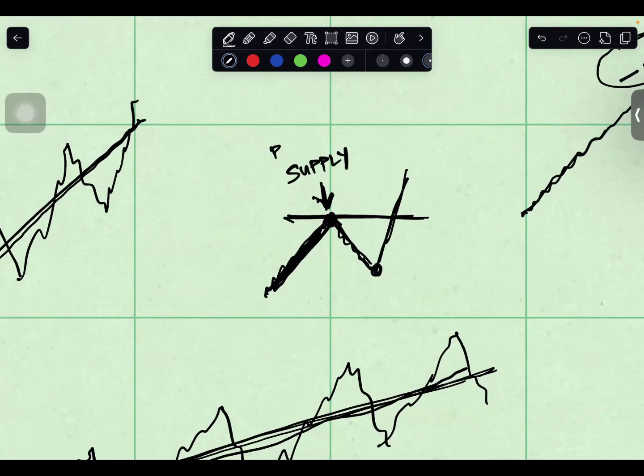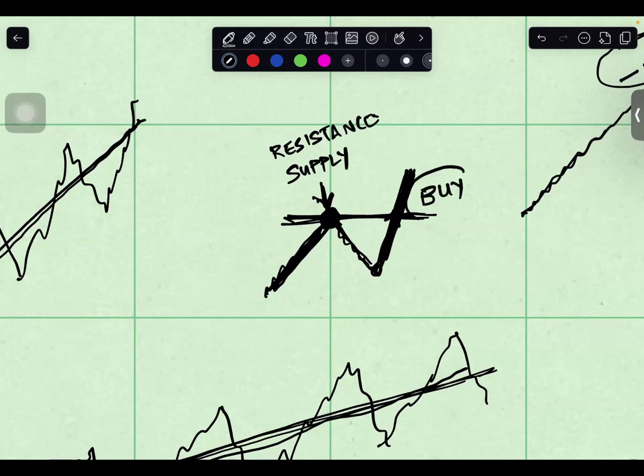And this supply, you will call this a resistance. There is a resistance here. So when the market comes back above this high, it actually breaks above the resistance. It breaks above the lines of supply. The market is trying to tell you that this stock is actually worth more than this particular resistance or supply zone where you were selling the stock. So this is the resurgence of buyers.